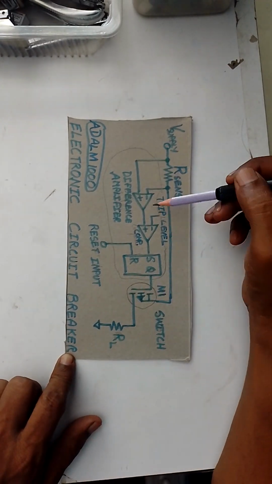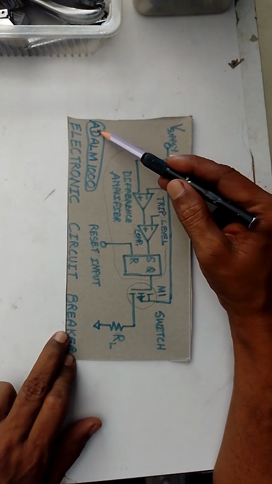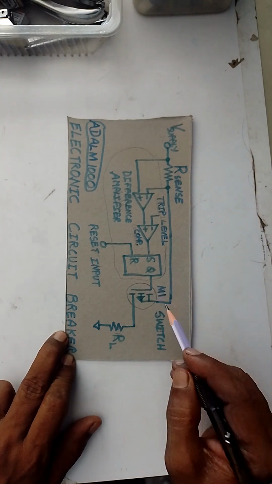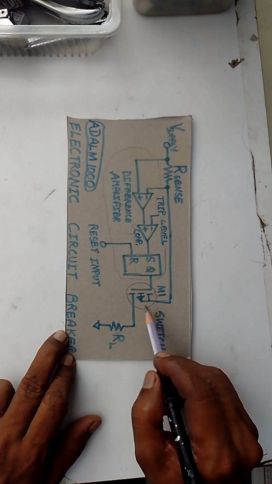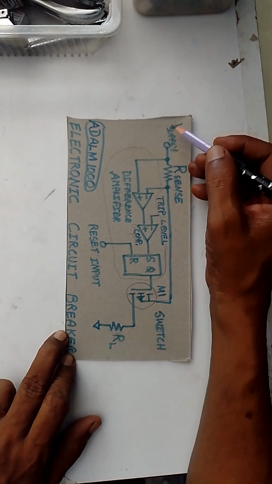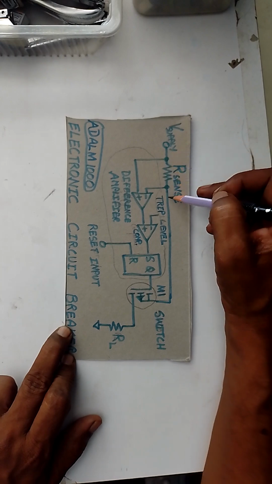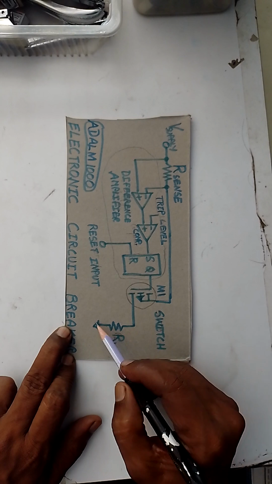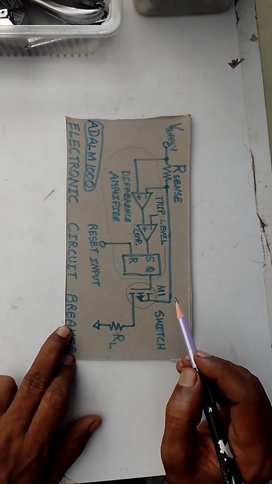The block diagram shown here is an electronic circuit breaker using the IC ADALM 1000. Normally, this MOSFET is in the on condition and drives the load. So the supply voltage is here. The current passes through the R sense and drives the MOSFET. Through the MOSFET, it goes to the load. So normally this MOSFET will be in the on condition.